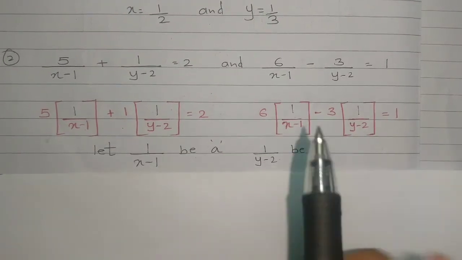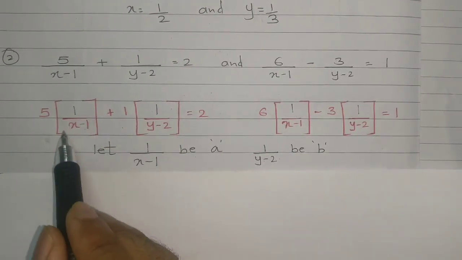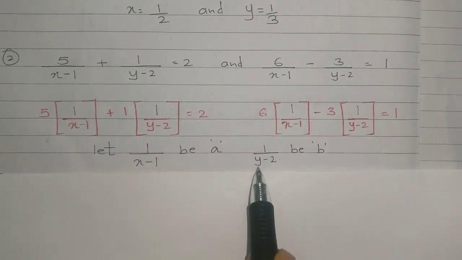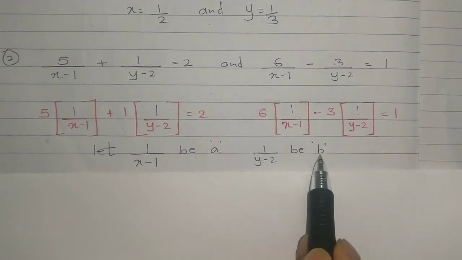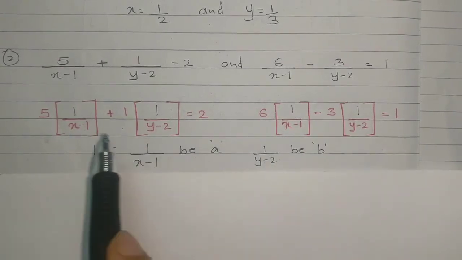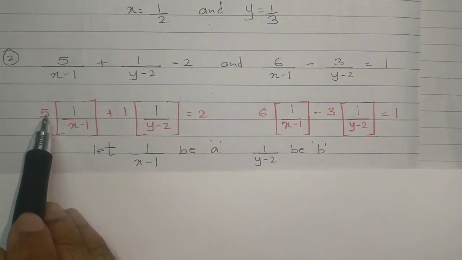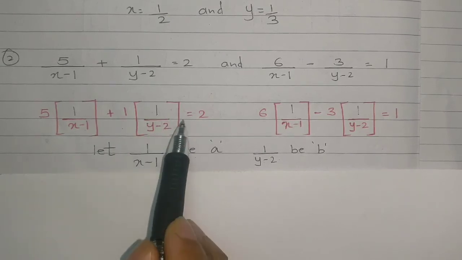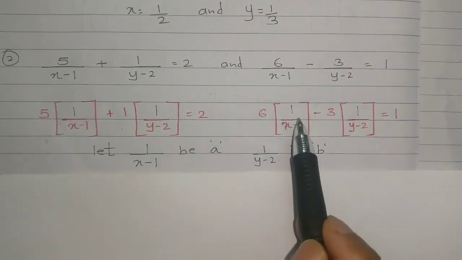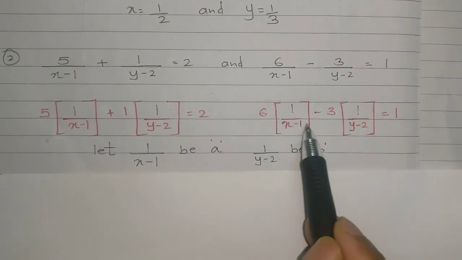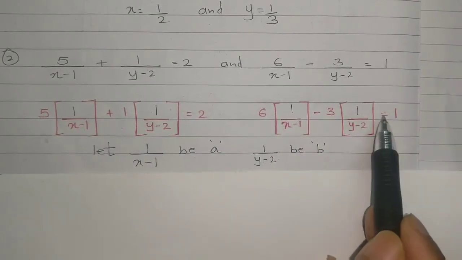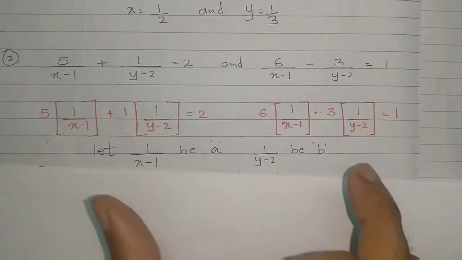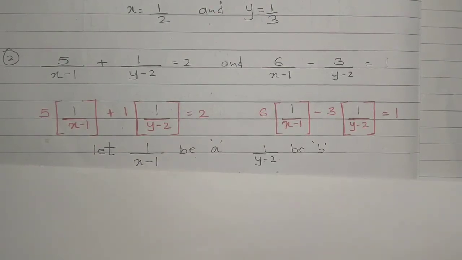Now what will I do? I will take 1 upon x minus 1 to be a and 1 upon y minus 2 to be b. So my equation will become 5a plus 1b is equal to 2, and this will become 6a minus 3b is equal to 1. And after you have got those simplified equations, solve them by any method.